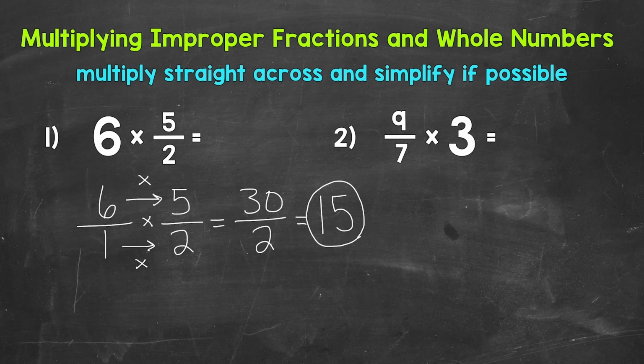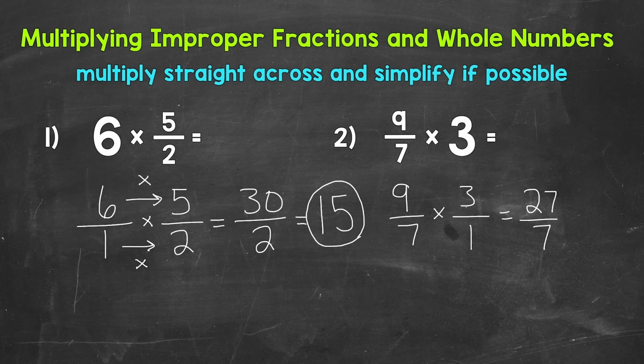Let's move on to number 2, where we have 9/7 times 3. So let's rewrite this with the whole number in fractional form. That way we have a numerator and a denominator, and we can multiply straight across. Let's start with the numerators. 9 times 3 is 27. Now for the denominators, 7 times 1 is 7. So we end up with 27/7, which is an improper fraction.